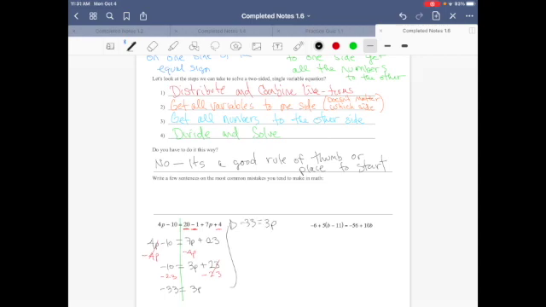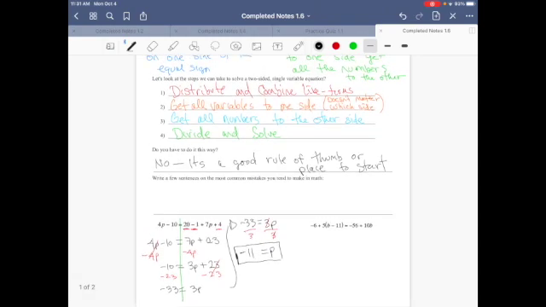So the opposite of times 3 is going to be to divide both sides by 3. 3 divided by 3 cancels out to give me 1p. And then 33 divided by 3 is 11. So -33 divided by 3 is going to be -11. And there we have it. P is alone on one side of the equal sign.